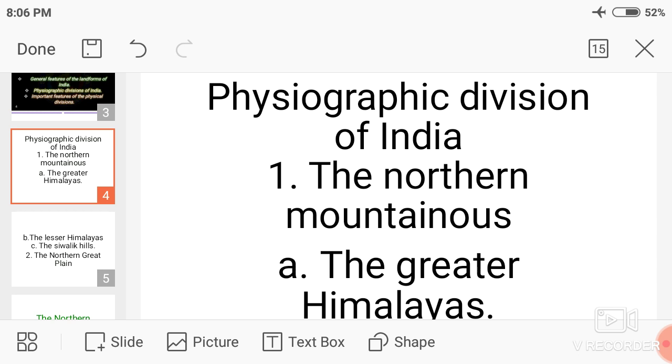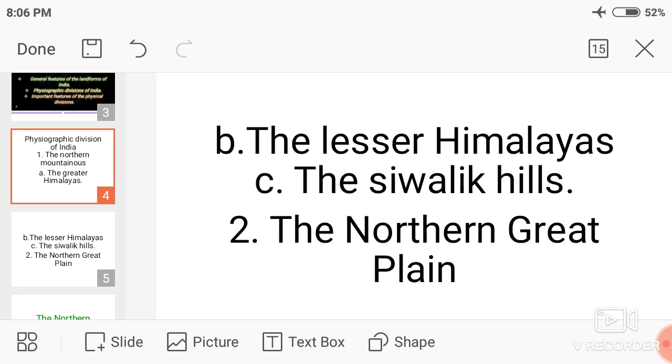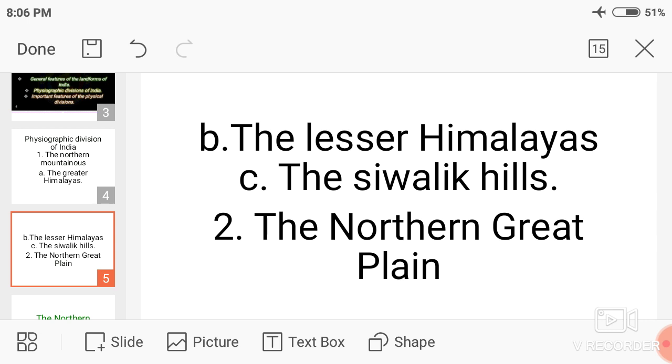The northern mountains consist of three parallel ranges: the Greater Himalayas, also called Himadri; the Lesser Himalayas, also called Himachal; and the Shivalik Hills, also called the Outer Himalayas. And the last point is the northern Great Plains. Understand?